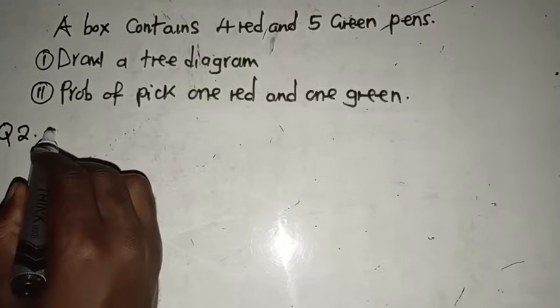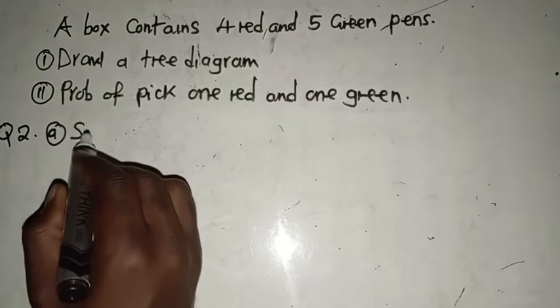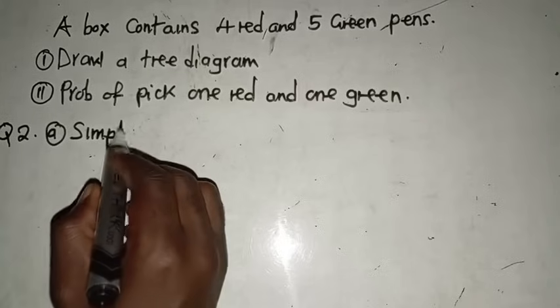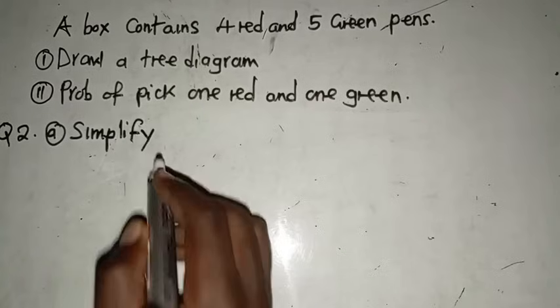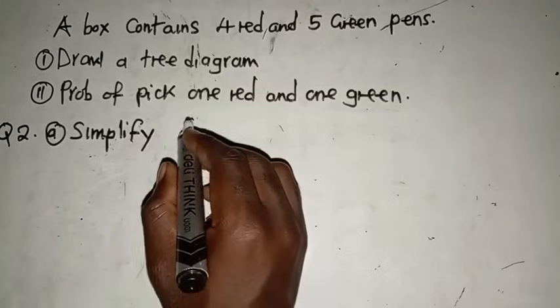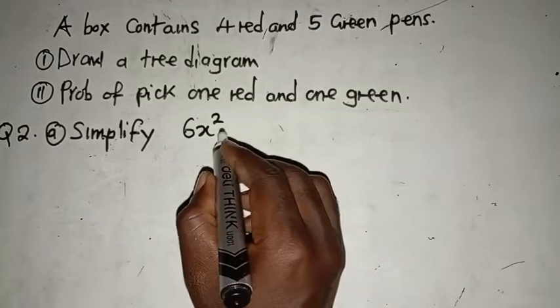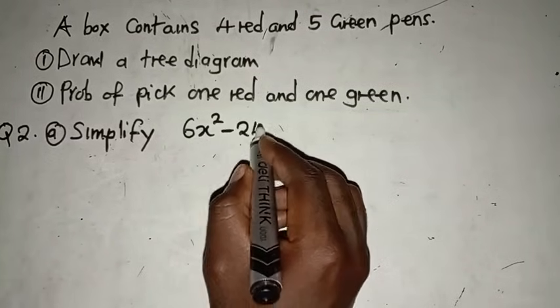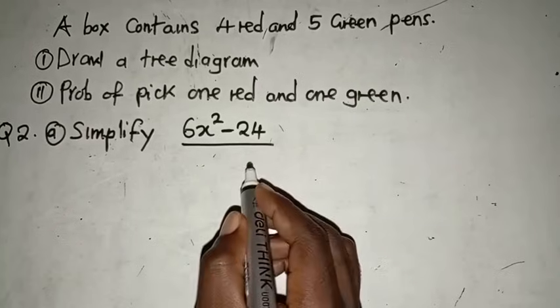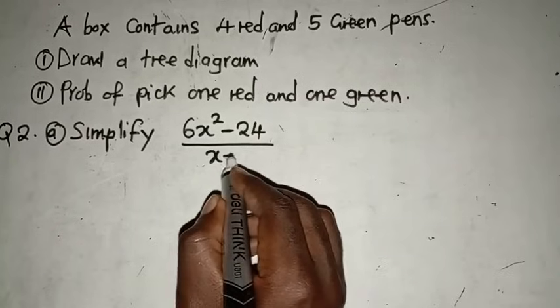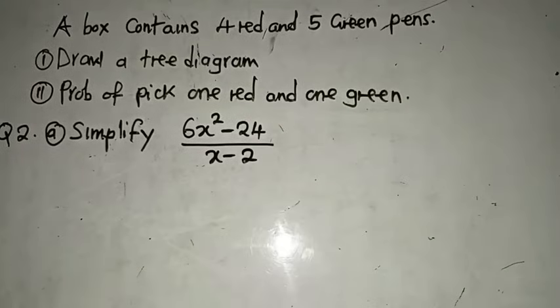So question 2a is saying simplify 6x squared minus 24 over x minus 2. This is what we are given. We are told to simplify. How can we simplify that?